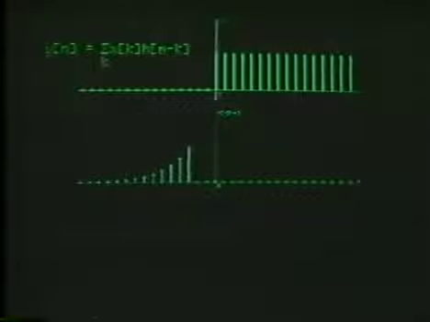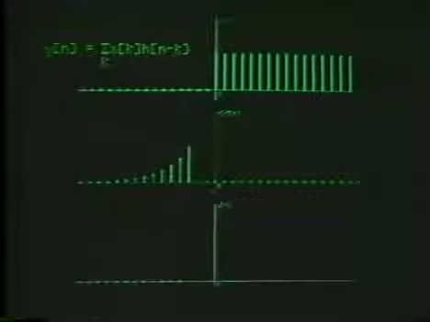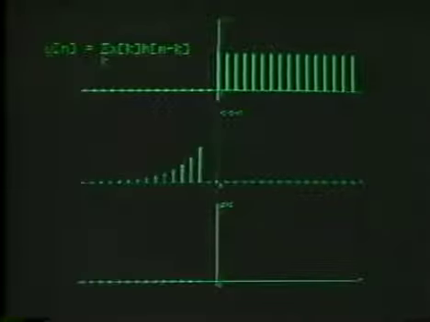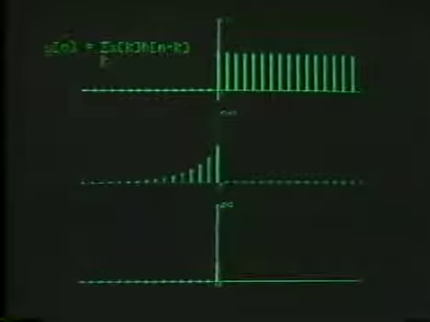And for n negative, that product is 0, and therefore the result of the convolution is 0. As we shift to the right, we'll build up the convolution, and the result of the convolution will be shown on the bottom trace. So we begin the process with n negative, and here we have n equals minus 1. At n equals 0, we get our first non-zero contribution.